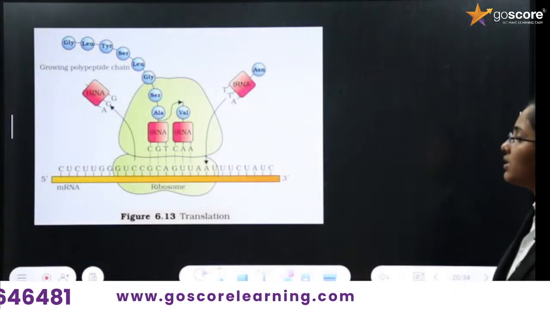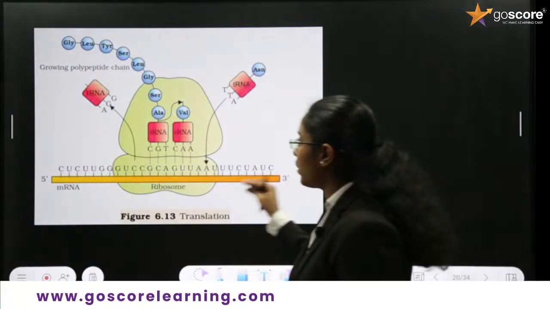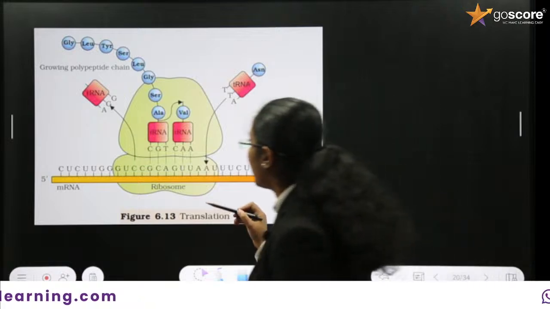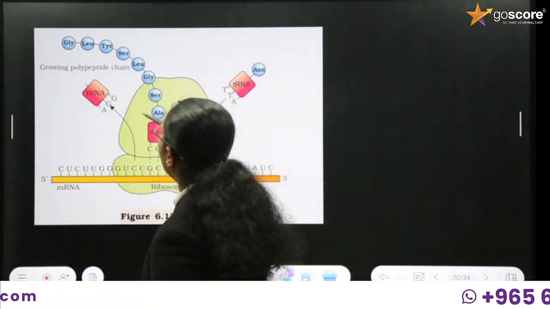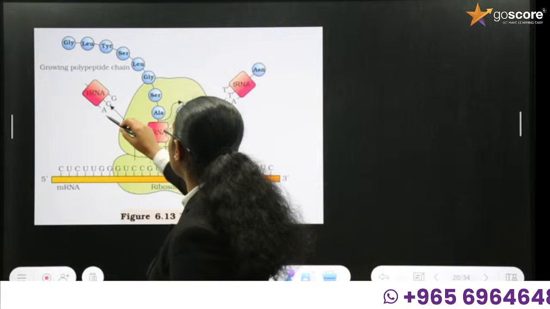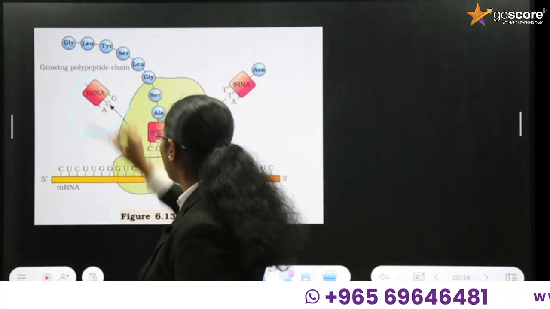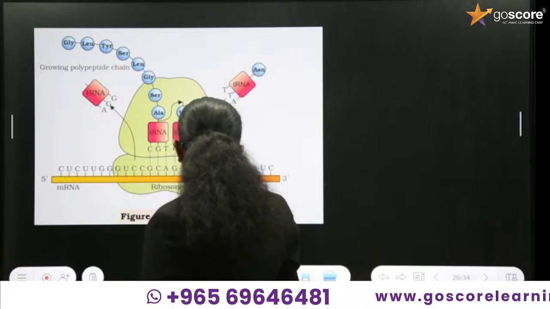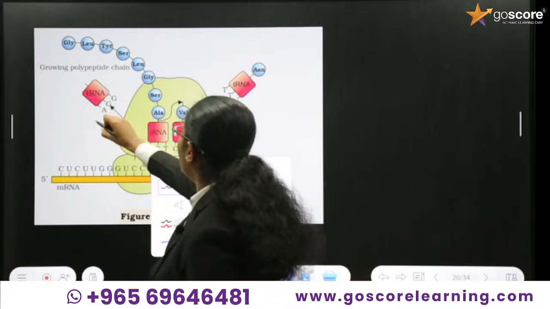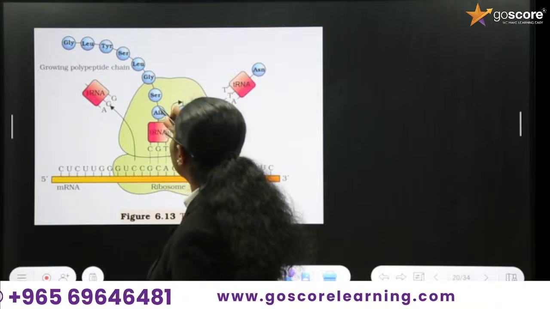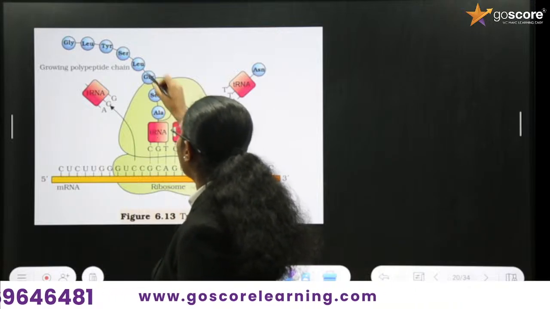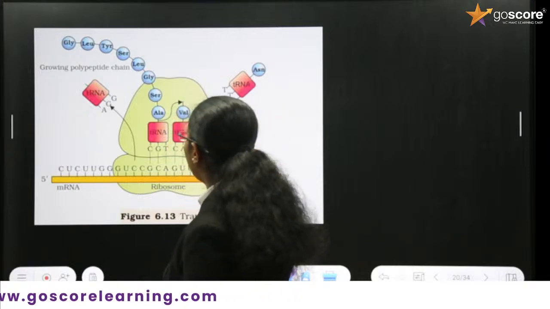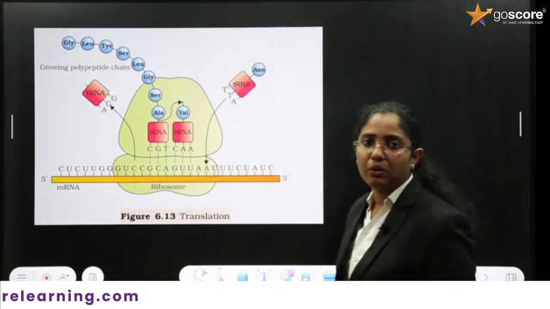So this is the structure of the process of translation which is given in your textbook. See, there are 3 different sites. This is the E site, where the uncharged tRNA is moving out. Then the P site, where the peptide bond is forming, then this is the A site, where a new tRNA is coming with the amino acid.